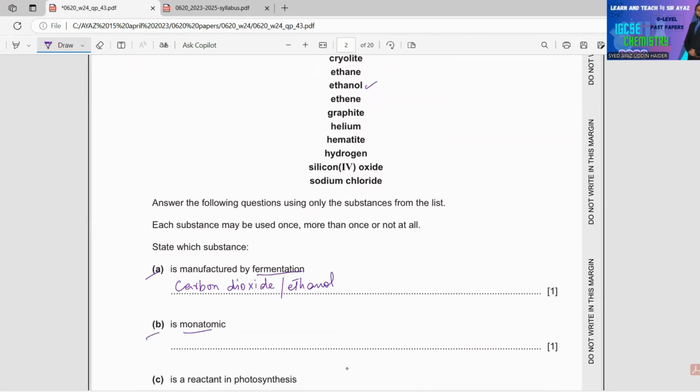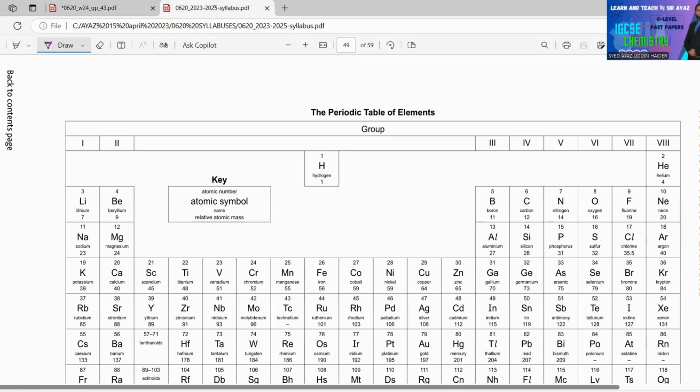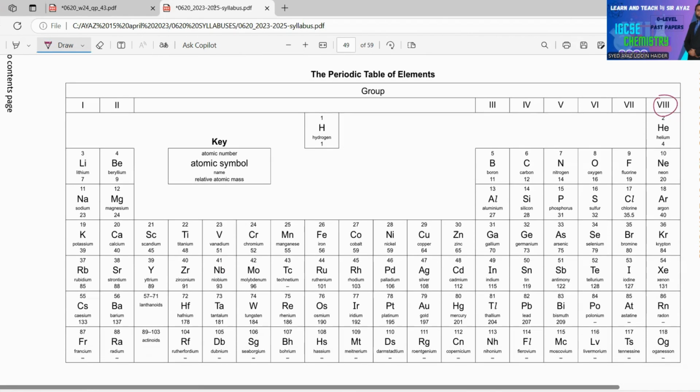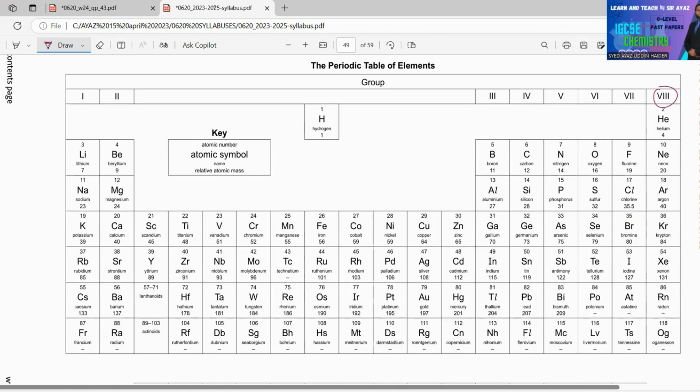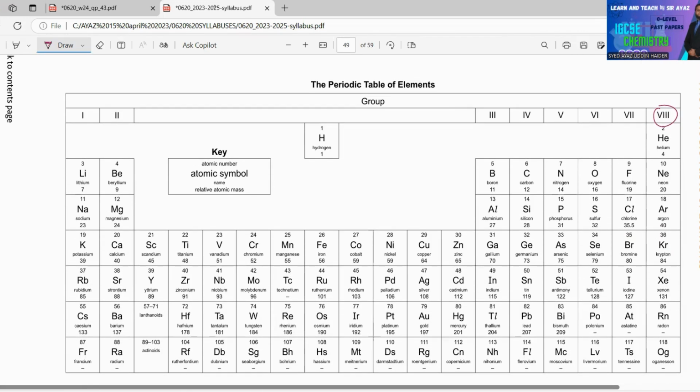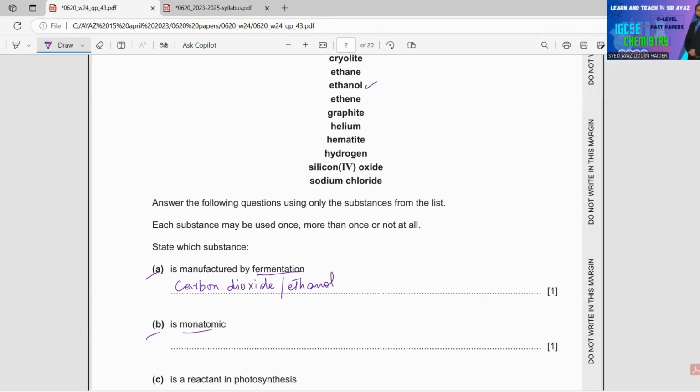B is monoatomic. You know that there's a group 8 element. We have helium, neon, argon, krypton, xenon, radon, oganesson. These all are monoatomic. And if you look at the list, you can see only one element from this group, which is helium. So you're going to write helium here.